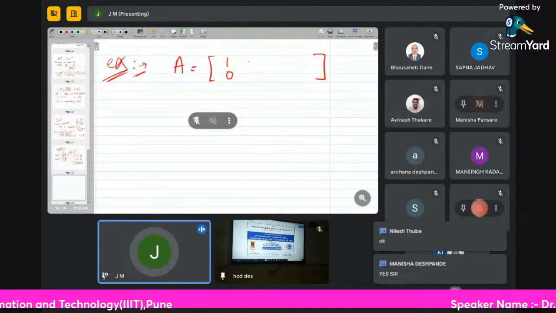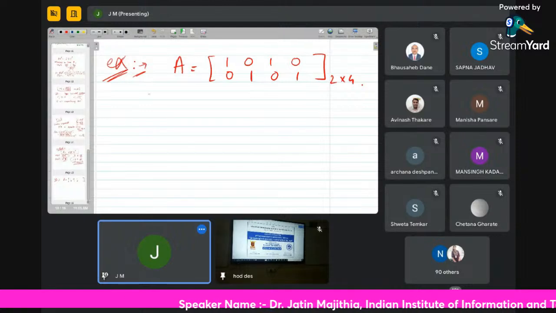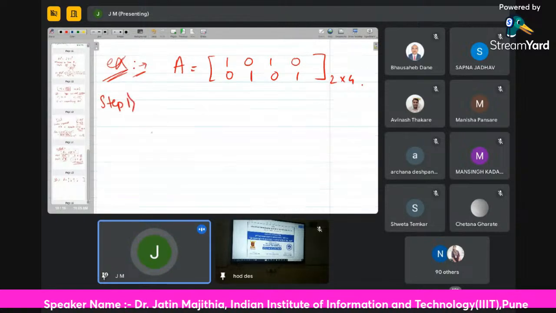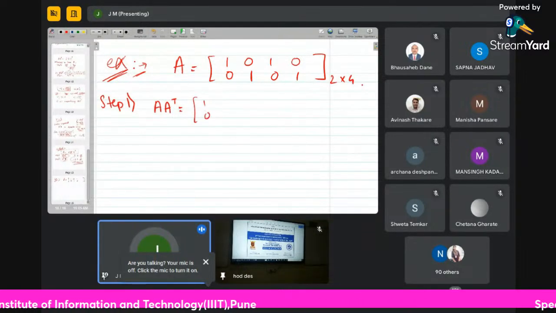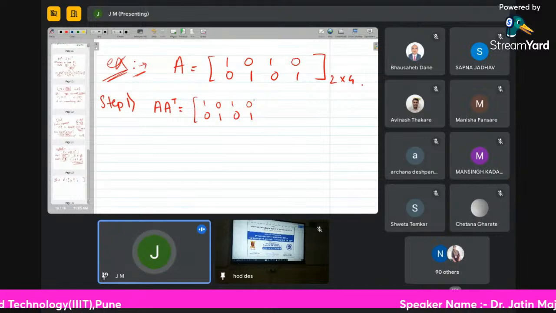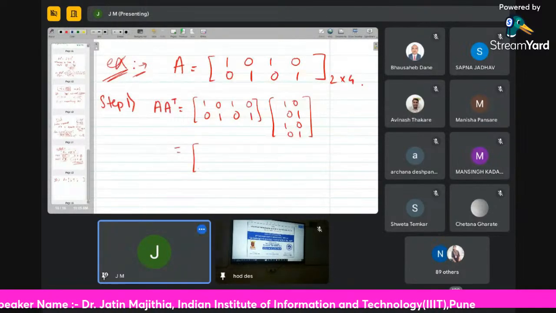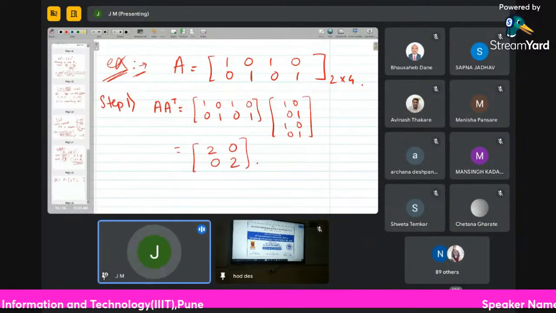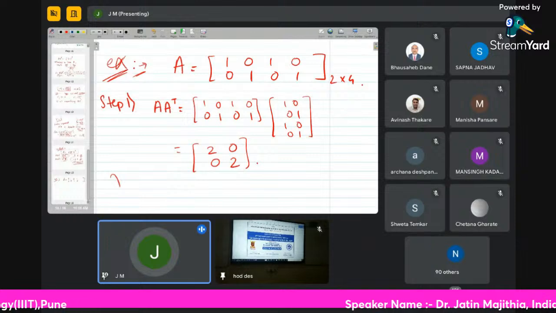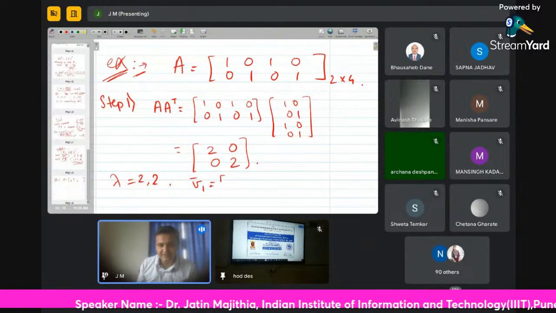1 0 0 1, 1 0 0 1. So this is a matrix of order 2 by 4. Let's go for step 1. What is A into A transpose? The answer will be 2 0 0 2. Good, it's a diagonal matrix. Great, so our job is done. You can always say the eigenvalues are 2, 2. It's a diagonal matrix, so your one vector is 1, 0.